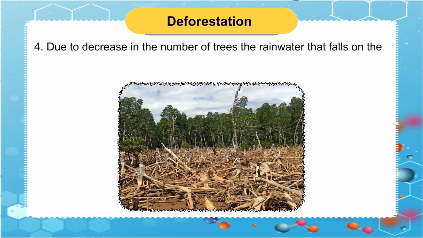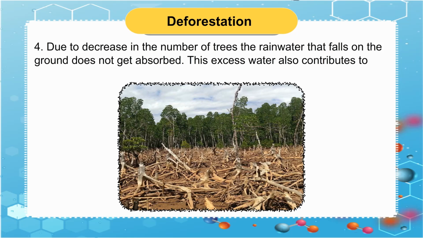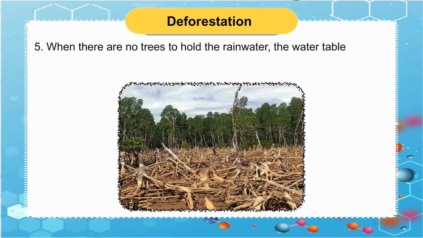4. Due to decrease in the number of trees, the rainwater that falls on the ground does not get absorbed. This excess water also contributes to flood. 5. When there are no trees to hold the rainwater, the water table decreases.